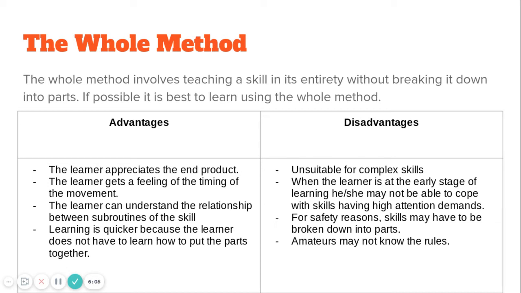The whole method is where the complete skill is demonstrated and the performer learns it as one complete movement. So, for example, a demonstration of a tennis serve, and then the performer has a go at completing the tennis serve. Whereas in contrast, the part method might be that we focus on throwing the ball up and then catching it again, and then throwing the ball up and hitting it, and then throwing the ball up and hitting it in the right direction, etc., with regards to the tennis serve.